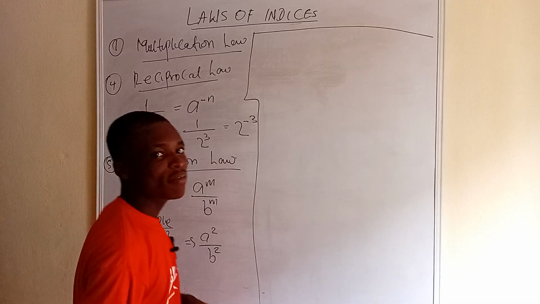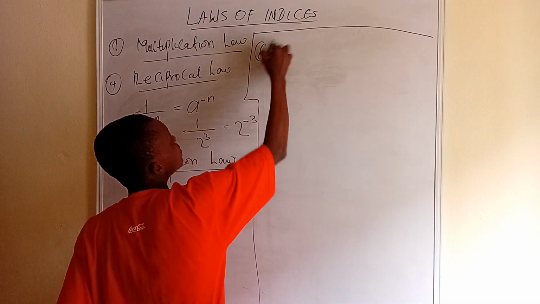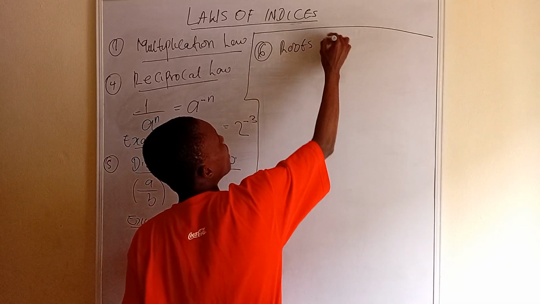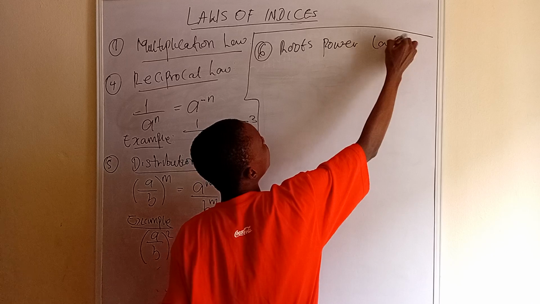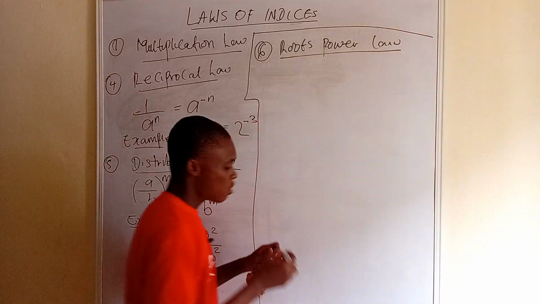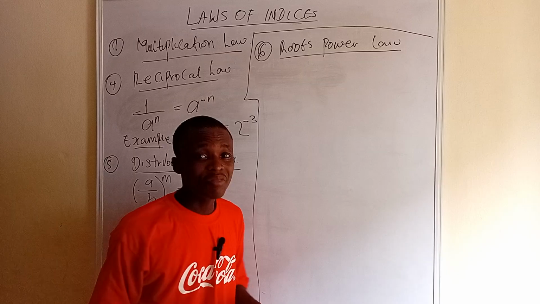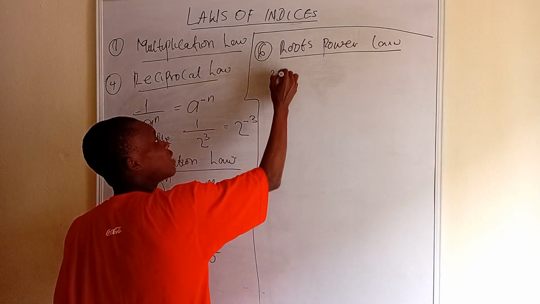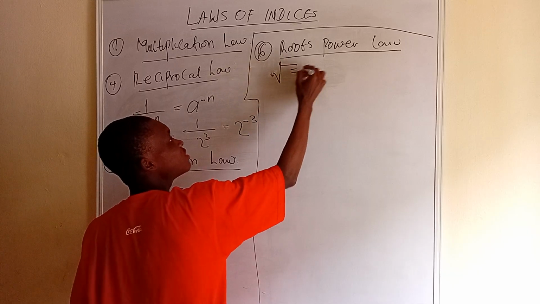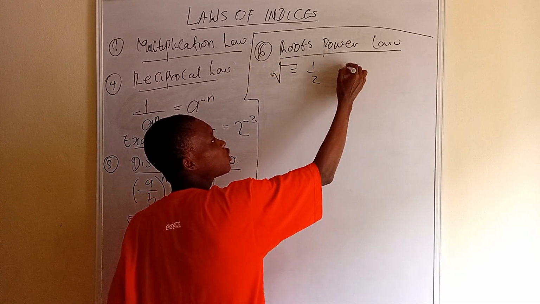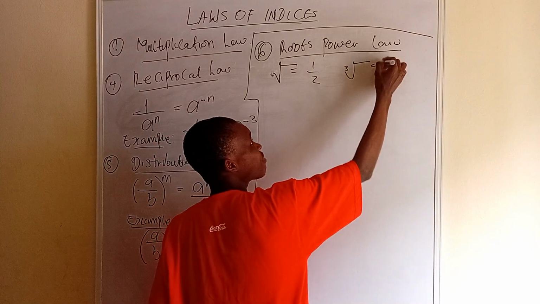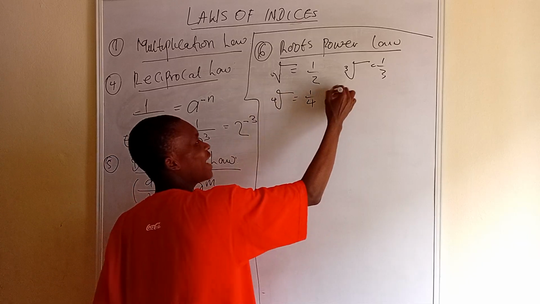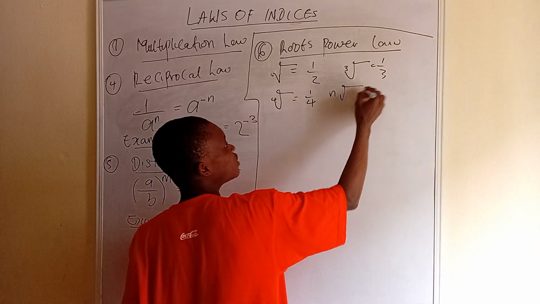All right. We have the next law. We have the root power law. That's law 6. What does the root power law state? It says that we have different kinds of roots. We have the square root, which is the same thing as saying 1 over 2. We have the cube root, which is the same thing as saying 1 over 3. We have the fourth root, which is 1 over 4. And we have the nth root, which is 1 over n.